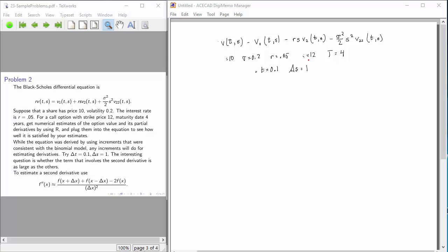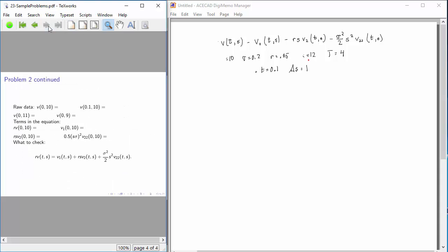And a word about estimating a second derivative. The way you estimate the second derivative of a function of x is you take the average of the function when you increase x and decrease x both by the same amount, and then you subtract from that twice the current value and divide by the square of the increment. Okay, I'm not going to do this calculation by hand. I'm going to have R help me out.